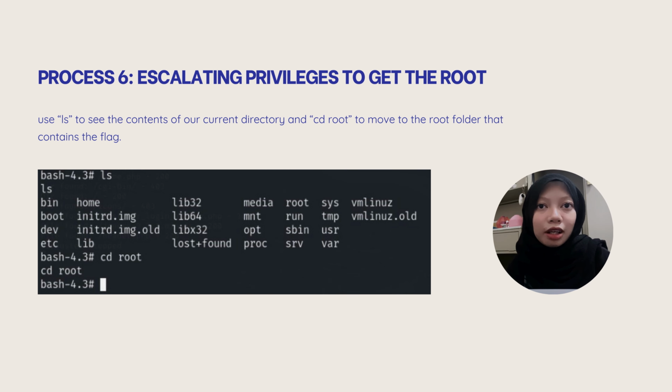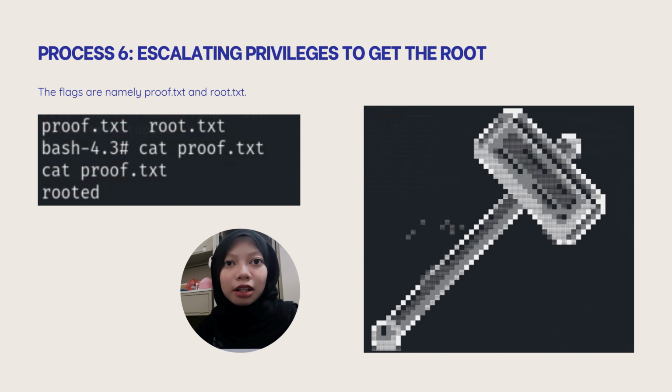Now, we use the ls command to see the contents of our current directory, and we enter the command cd /root to move to the root folder that contains the flag. The flag names are proof.txt and root.txt. Then we enter cat proof.txt and we got the hammer, which is our flag in this challenge. So we have already completed this virtual machine target, which is one of the Hacksudo series. Also, we have gained root access to the target machine and read the flag file. The most interesting part was exploiting the shell scripts given at various levels in the target machine to solve this challenge. So I will pass to Ilkin for the conclusion.